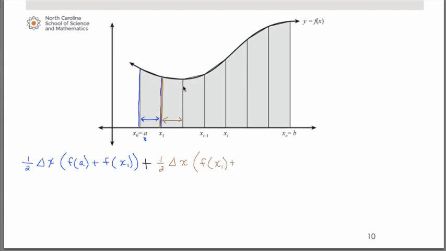Plus, now we need the bottom base of the second trapezoid. Let's refer to this as x sub 2. We don't have that in our diagram. So that's the second trapezoid. Moving to the third trapezoid, once again we have 1/2 this height, designated by delta x.